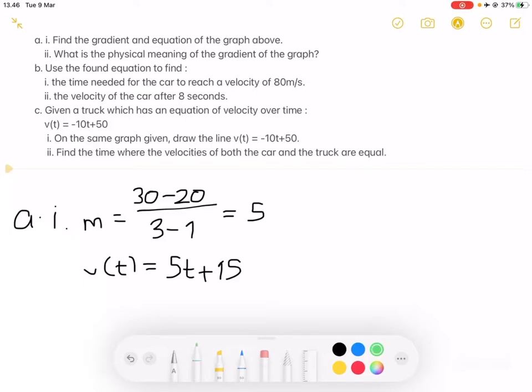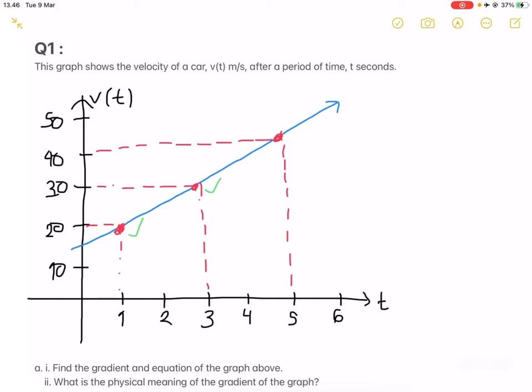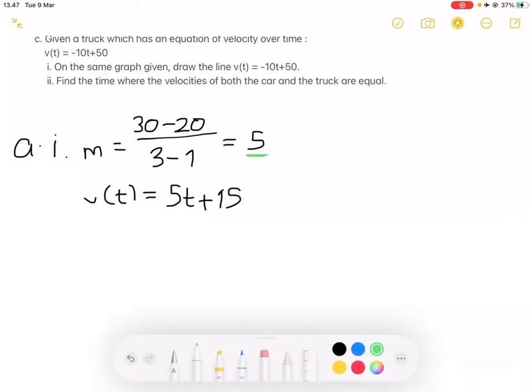And what is the physical meaning of the gradient of the graph? Well, in this case, it is the change in the velocity over a period of time, or in physics more known as acceleration. And in theory, giving our answer as the change in the velocity over a period of time is also valid, because that's just the definition of acceleration. You'll learn more about acceleration and velocity in some physics class later.